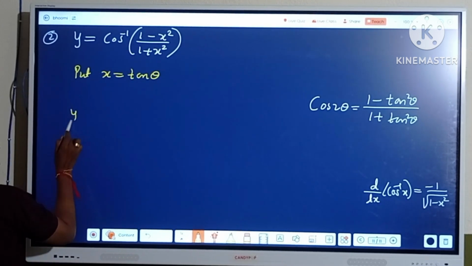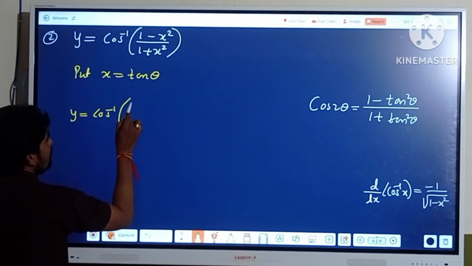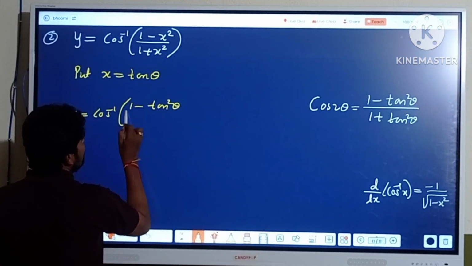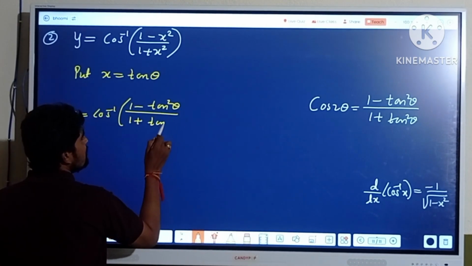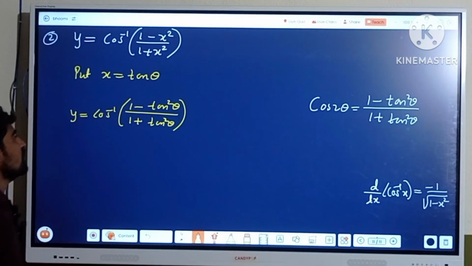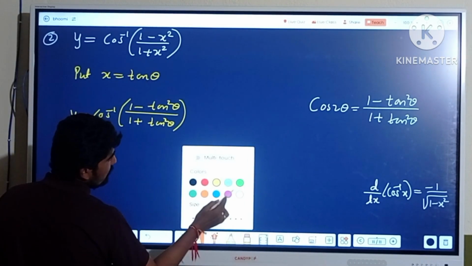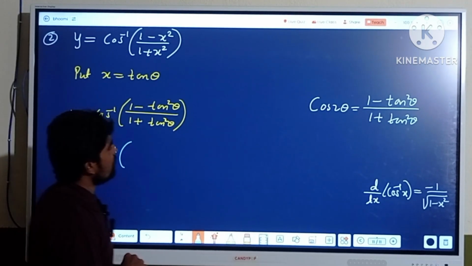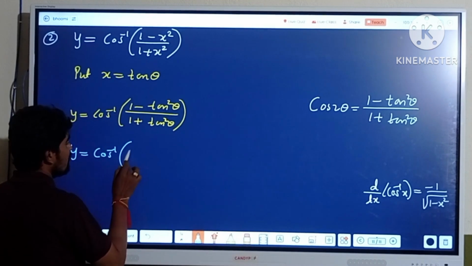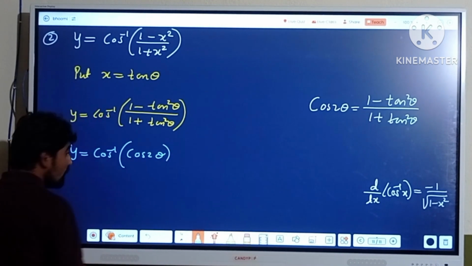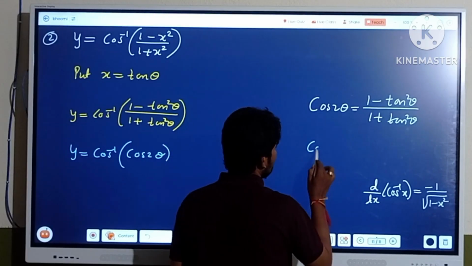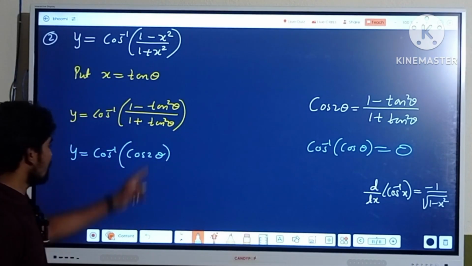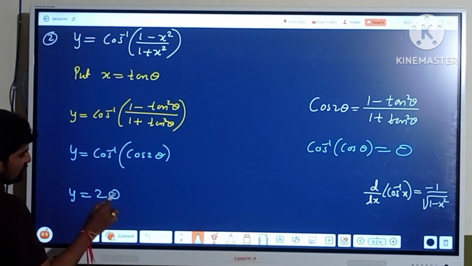Therefore, y becomes cos inverse of 1 minus tan square theta divided by 1 plus tan square theta, since x is tan theta and x square becomes tan square theta. I hope all of you are understanding. Now 1 minus tan square theta divided by 1 plus tan square theta is the formula for cos 2 theta. Again by using the property of inverse trigonometric functions, cos inverse of cos of something is equal to that something. So here the something is 2 theta, therefore y is equal to 2 theta.